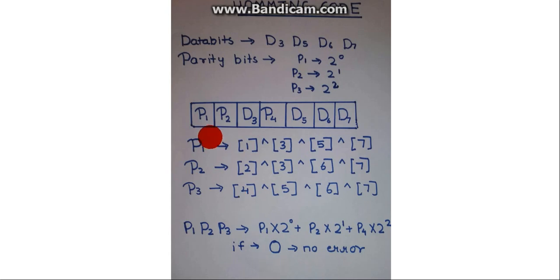So for finding the first parity P1, we will XOR the elements in positions 1, 3, 5 and 7. We will not consider the first position because this is a parity bit and we don't know it yet. So we will take the 3rd, 5th and 7th. We will continue this whole procedure for all 3 parity bits. The 3rd parity bit is at P4.